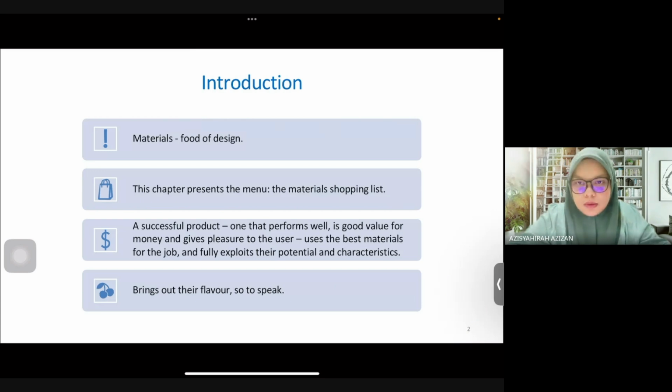Okay, we know that materials are essential for a design. So in this chapter, we will be introduced to various types of materials that engineers can choose. And we also would like to see how the properties of the material will impact the performance of a product.